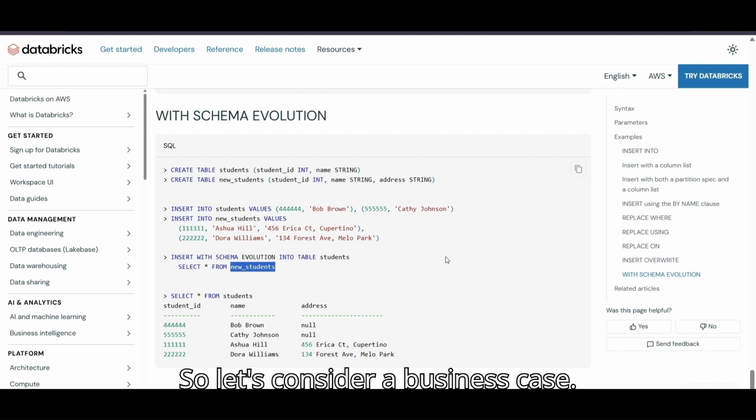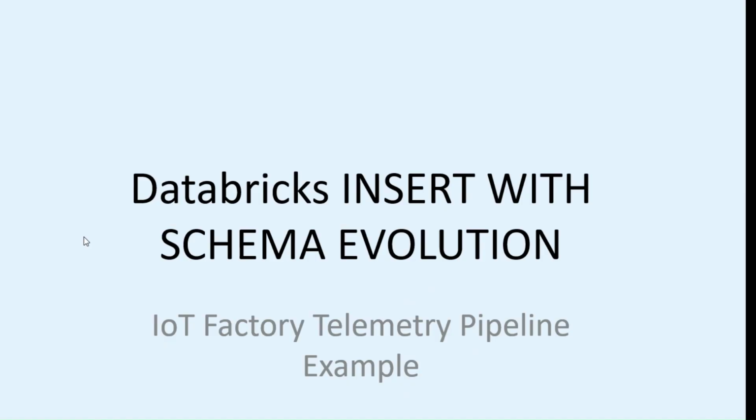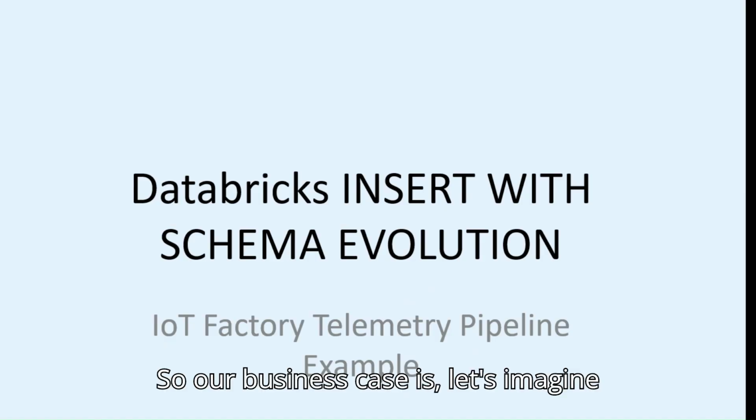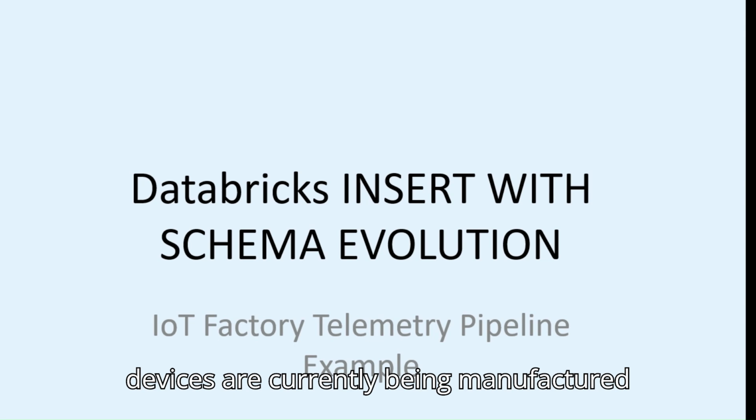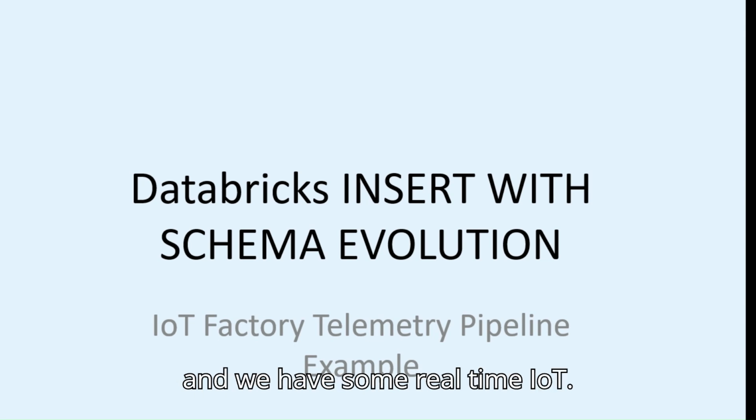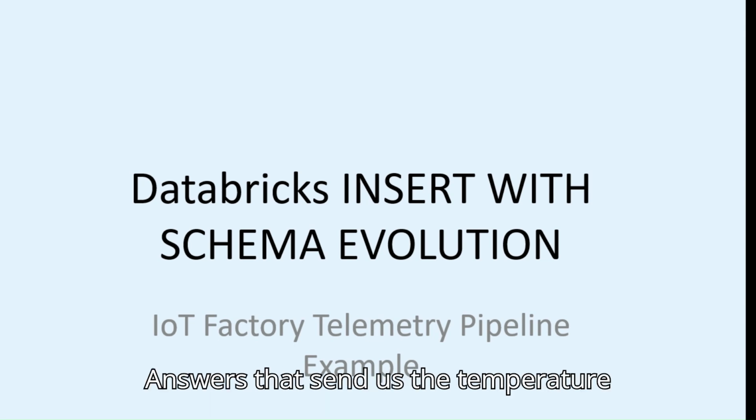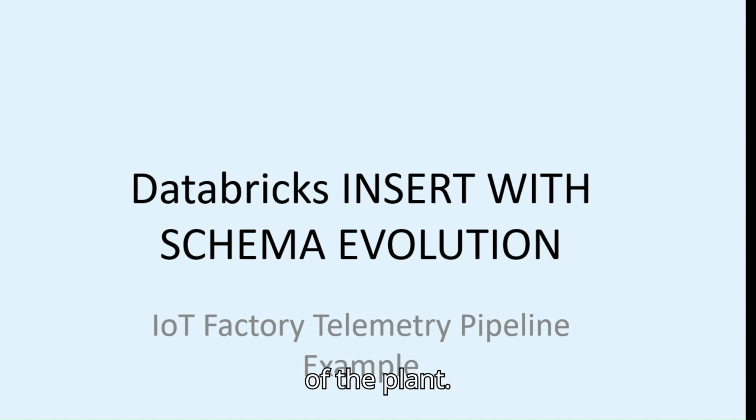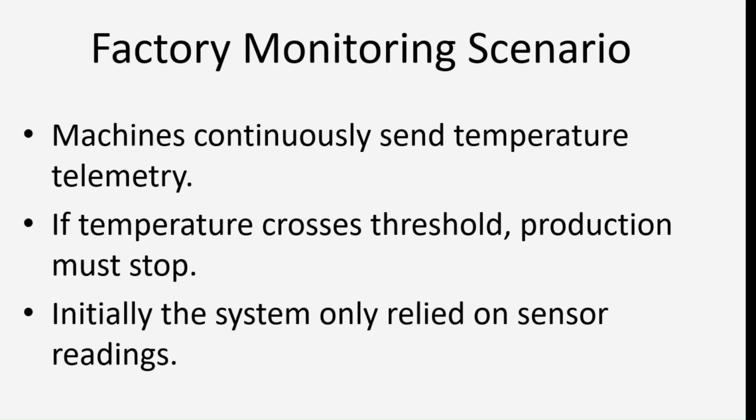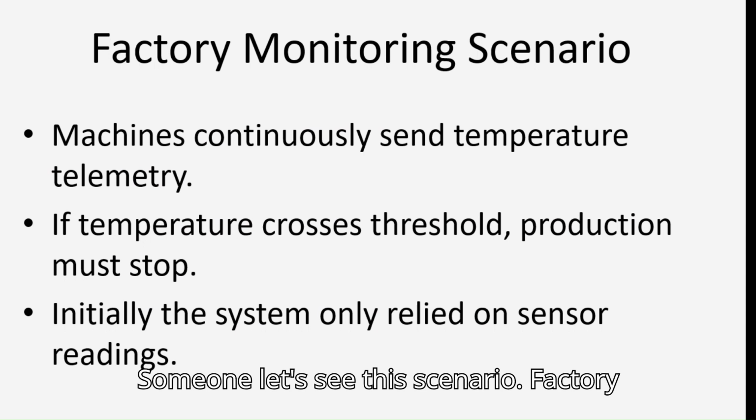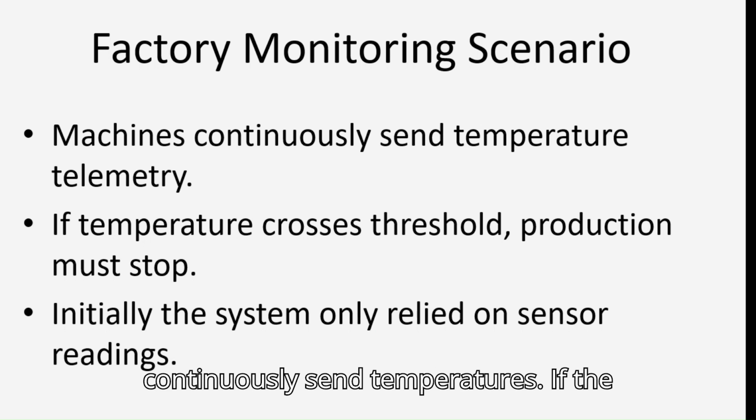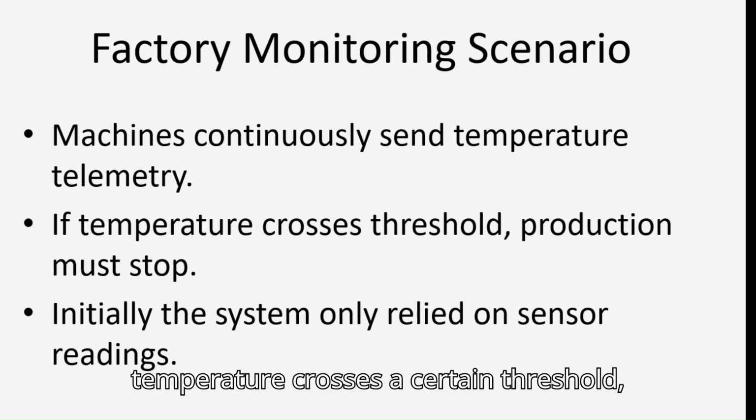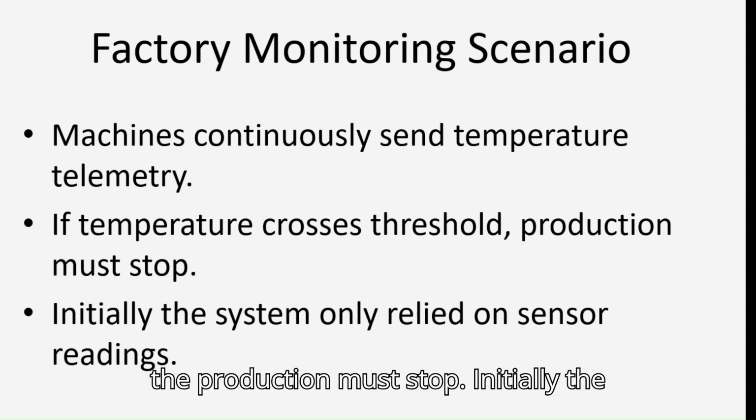So let's consider a business case. Let's imagine a manufacturing plant where our smart devices are currently being manufactured, and we have some real-time IoT sensors that send us the temperature of the plant. So let's see the scenario: the factory monitoring scenario. Machines continuously send temperatures. If the temperature crosses a certain threshold, the production must stop.